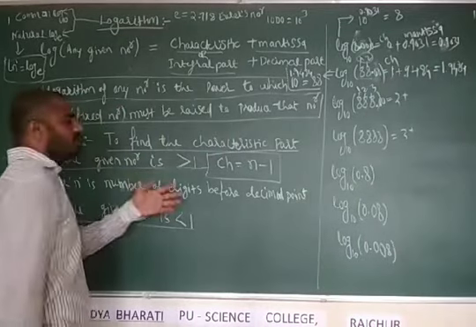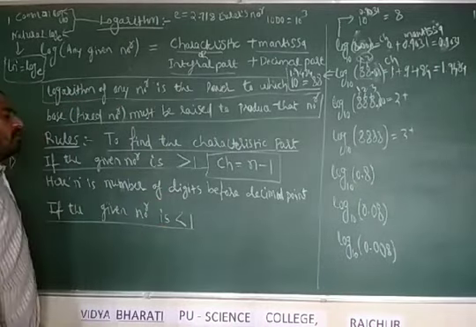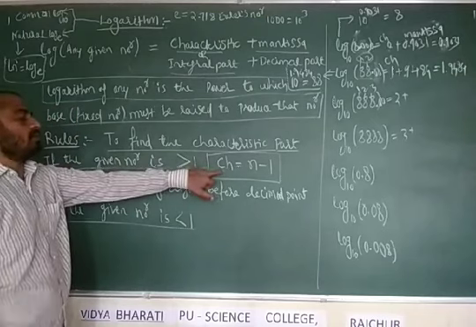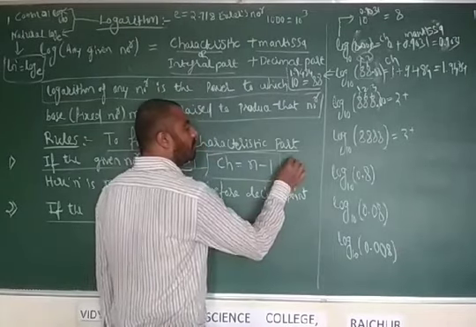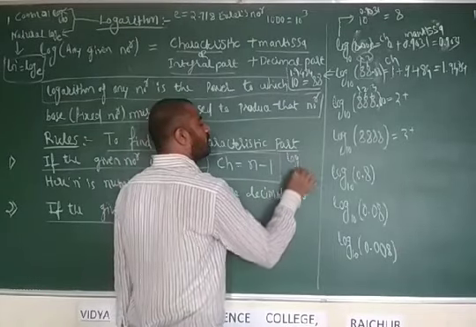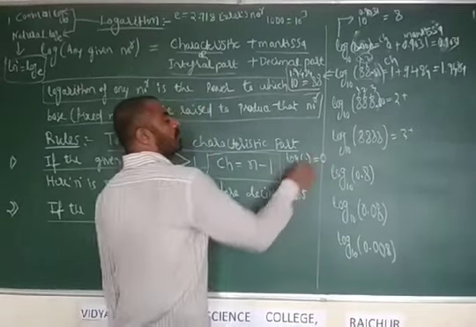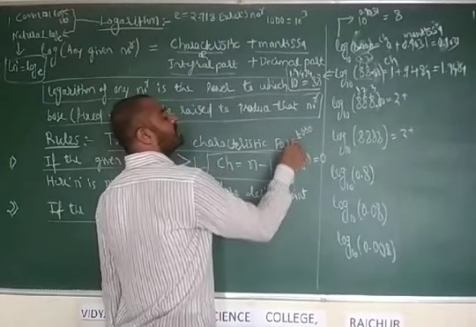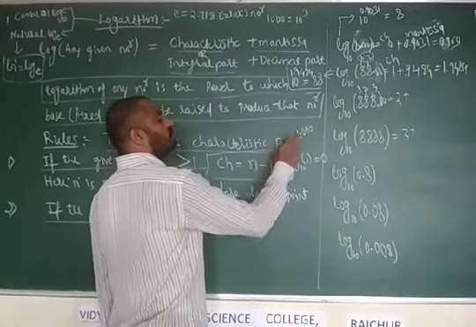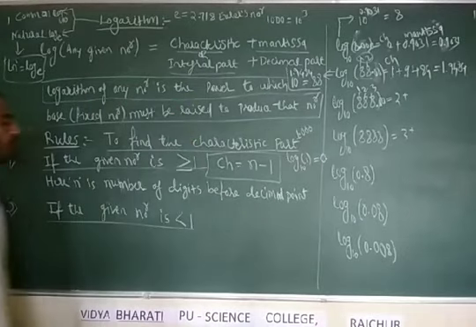Suppose the given number is equal to 1, then also we need to follow the same rule to find its characteristic. If you find the characteristic of 1, the characteristic of 1 is equal to 0. 1 can be written like this, 1.000. Before the decimal point, how many digits are there? Only 1 digit. n becomes 1 here. 1 minus 1 is 0. Its characteristic is 0.